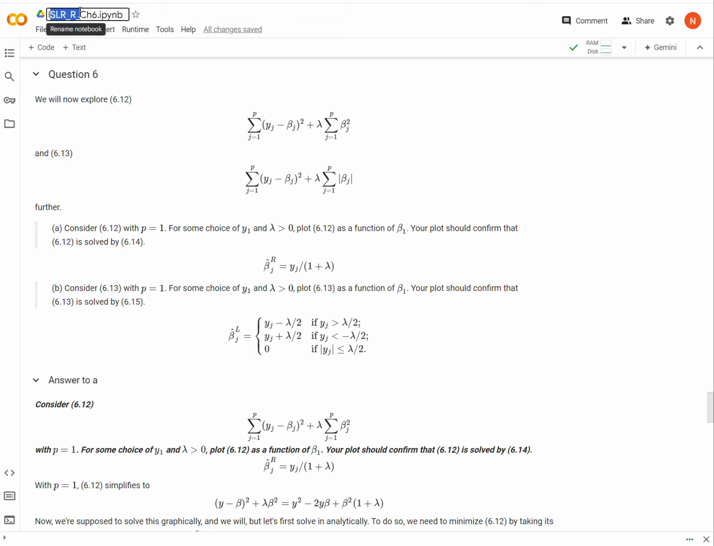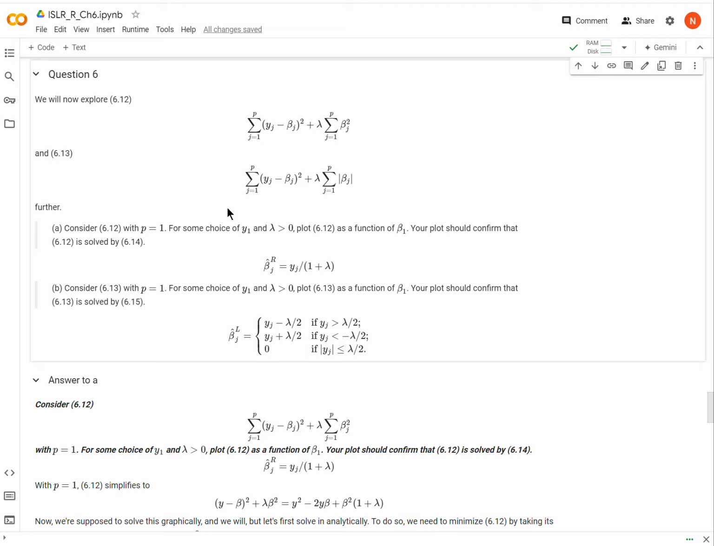So we are in Introduction to Statistical Learning, Chapter 6. We are in the conceptual questions here still, and we're on question 6. Here we're going to explore two different equations. One is the loss function, 6.12, the loss function for ridge regression, and then 6.13 is the loss function for lasso regression.